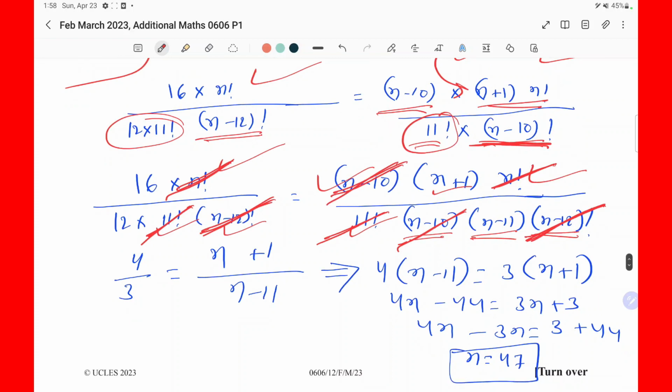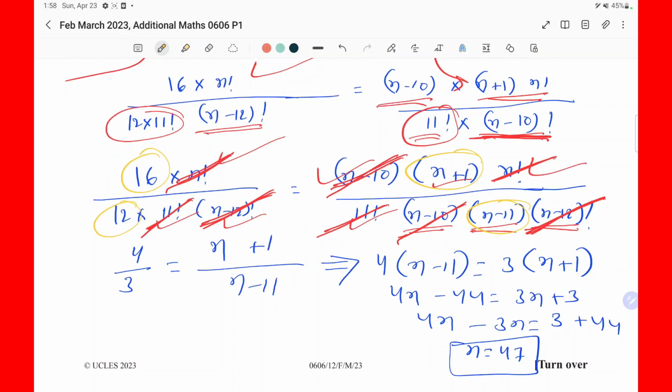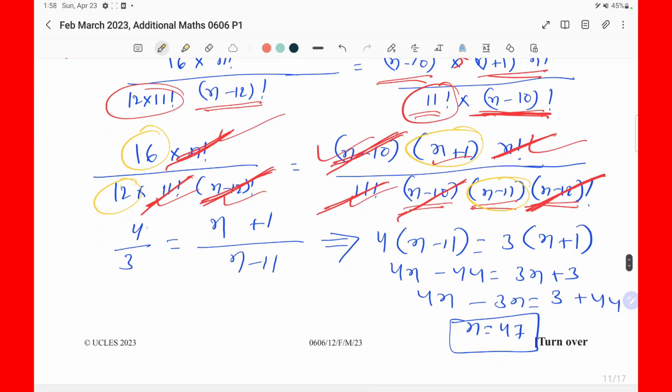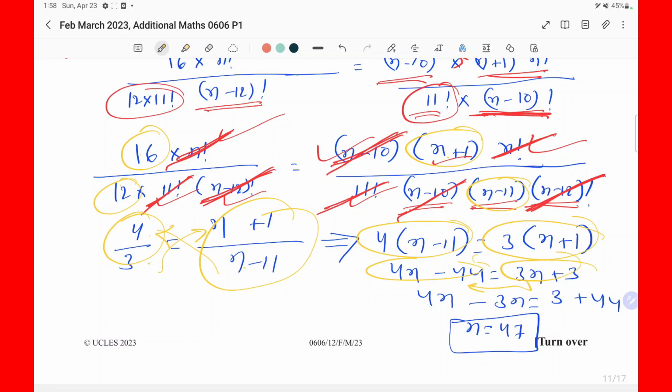So what are you left with? You are left with only 16, 12, n plus 1 and n minus 11, right? So 16 over 12, which is 4 over 3, and here n plus 1 over n minus 11. Now you know the cross multiplication rule. So 4 times n minus 11 and 3 times n plus 1. So 4n minus 44, 3n plus 3, take 3n this side, 44 right side. 4n minus 3n is n, and 3 plus 44, that's 47. So that's how we got the answer.